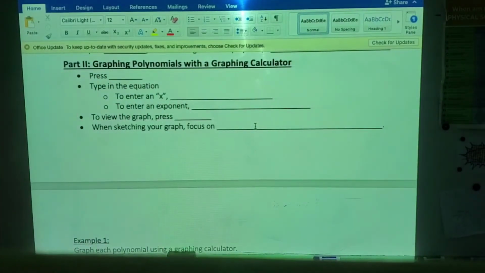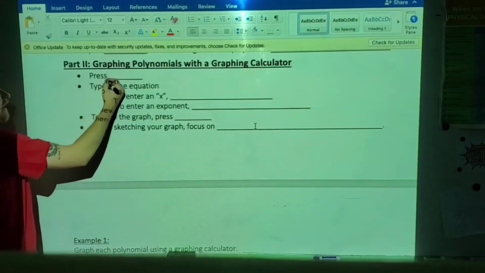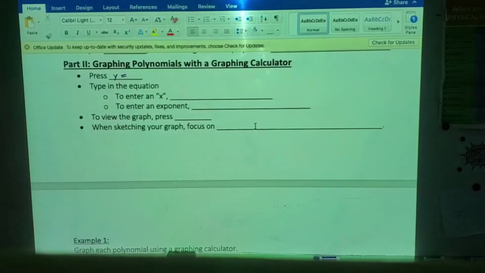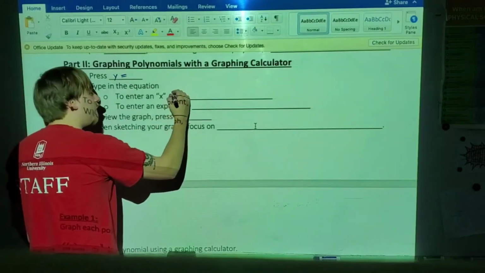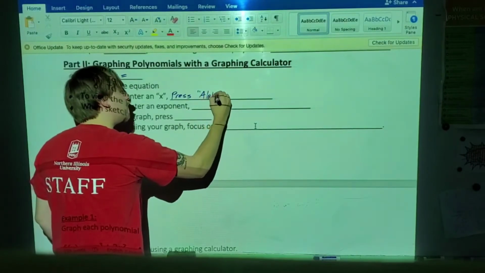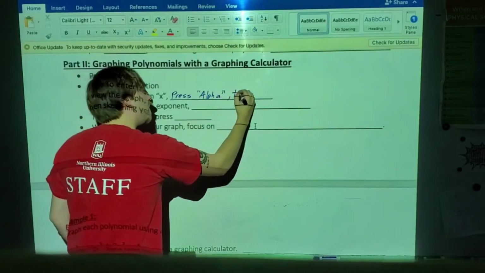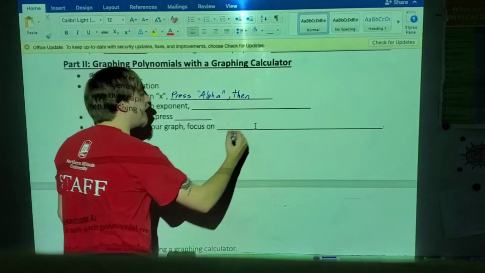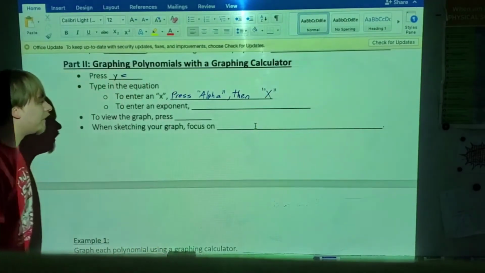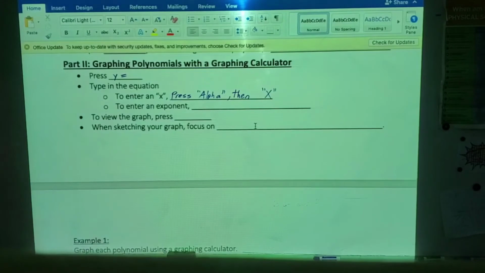So when we make a graph with a graphing calculator, the first thing you want to do after turning it on is press the y equals button. That's where we're going to put in our equation. Okay. So then we type in the equation, and to enter an x, you have to press alpha, and then the button that has a capital X above it. It won't be on the button, it'll be above it.